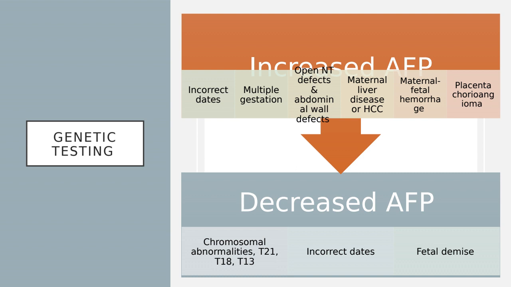We could have our dates wrong. We could think we're further along than we actually are in our pregnancy, and that's going to indicate an abnormally high AFP. We could also have a multiple gestation pregnancy, so we could actually be pregnant with twins. And of course, if there are two babies in there, we're going to have higher levels of AFP in that blood sample from the mom.